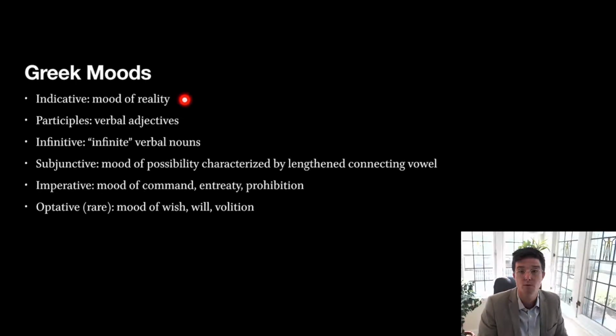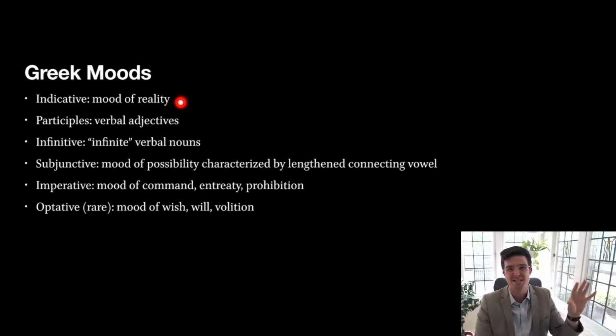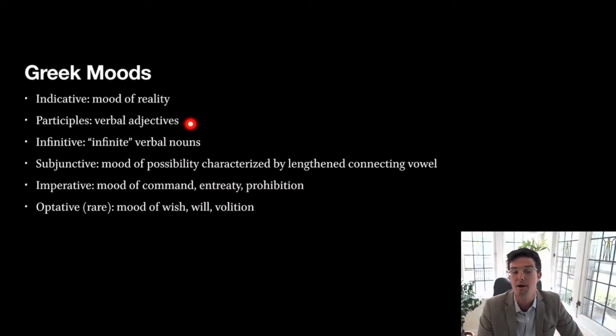So the indicative mood, which we spent most of the first half of the semester in, is the mood of reality. The action is viewed as actually happening either in past time or in present time, or will happen in future time. The speaker or author thinks of the action as actually happening when it comes to the indicative mood. When it comes to participles, we're talking about verbal adjectives. They have functions and forms both of verbs, namely tense and voice, and also functions of adjectives in the form of case, gender, and number.